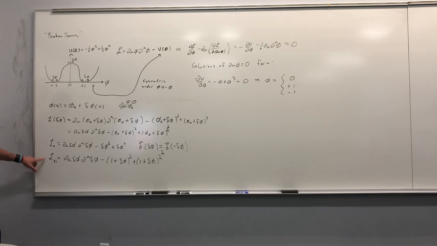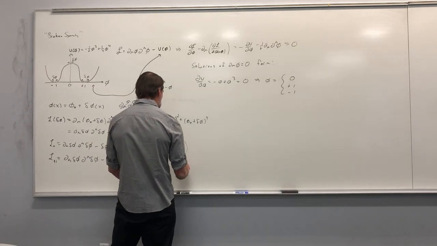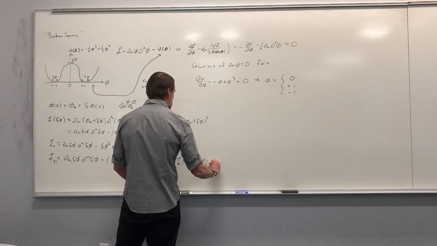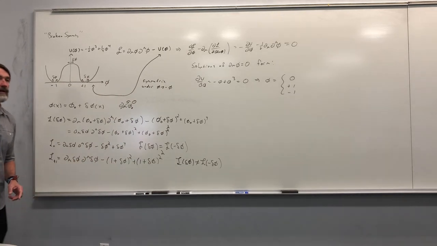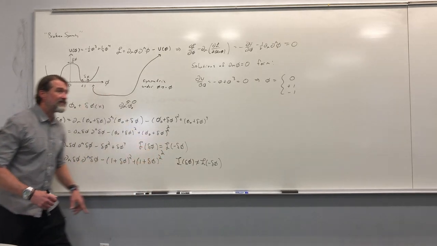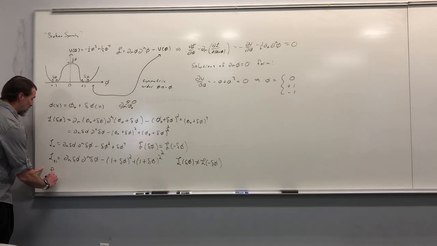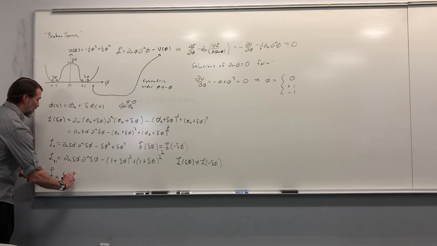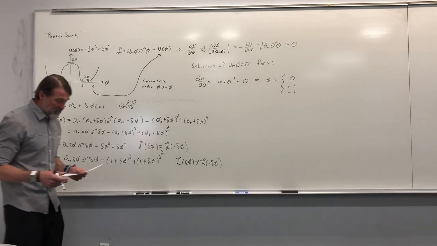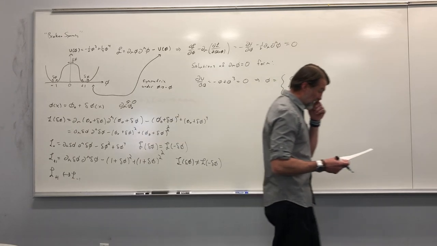Okay, but notice this Lagrangian does not share that property. So in this case, L of delta phi is not the same as L of minus delta phi. Rather, if I send delta phi to minus delta phi, I'm interchanging L plus 1 with L minus 1. All right, now that might seem silly, but it's going to play a critical role in what we're going to talk about in a minute.